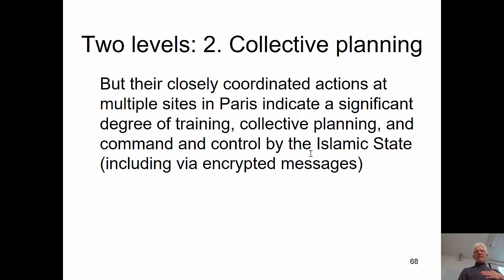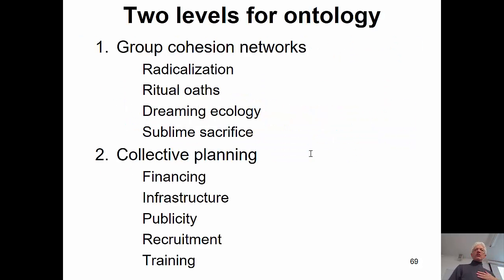But then on the second level, actions like the Paris attacks were coordinated and financed and planned. And so this is a separate level. There is the level of group cohesion, and then there is the level of the hard men who do the financing. So we have two levels for the ontology. There is the level of radicalization, ritual oaths, dreaming ecology, and there is the level of collective planning, financing, and so forth. And I think that is indeed the final slide.